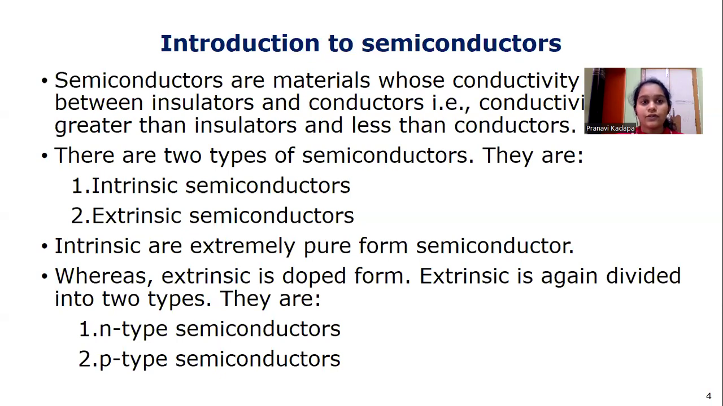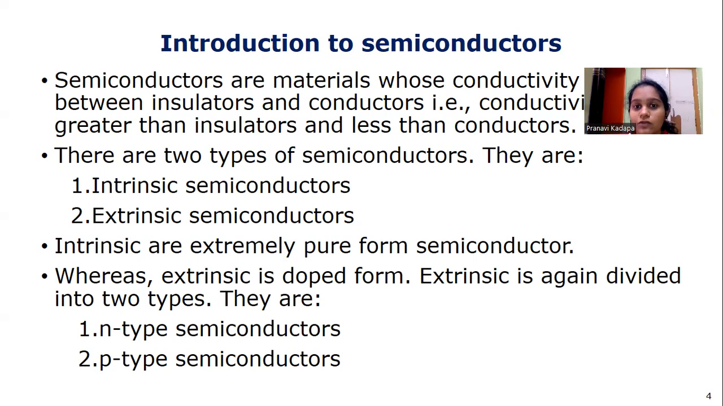So, introduction to semiconductors. Semiconductors are materials whose conductivity is between insulators and conductors, that is, conductivity is greater than insulators and less than conductors. Before going to the semiconductors, let us know what insulators and conductors are. Conductors possess electricity. Insulators don't. Semiconductors are materials which partially allow the current. Their conductivity is between conductors and insulators, more than insulators and less than conductors.